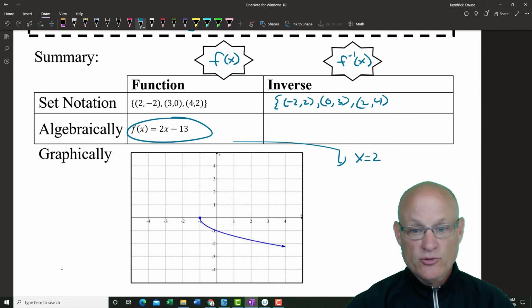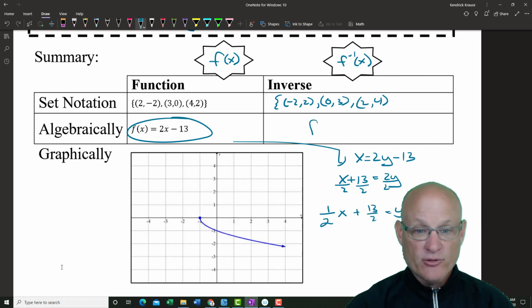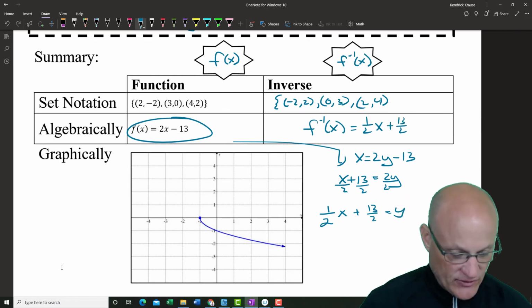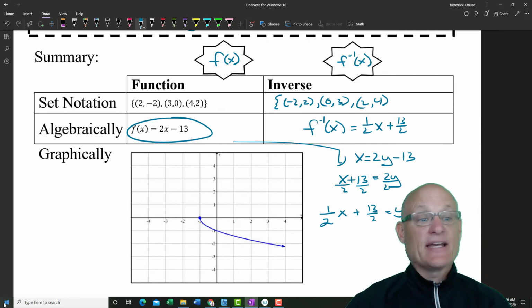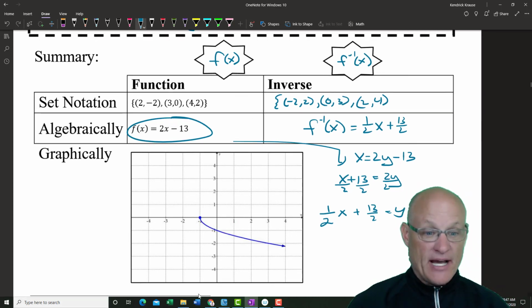X equals 2y minus 13. X plus 13 equals 2y. Divide each piece by 2. So I get 1/2 x plus 13 over 2 equals y. So inverse notation will be F inverse of x equals 1/2 x plus 13 over 2. You could say 6.5 x.